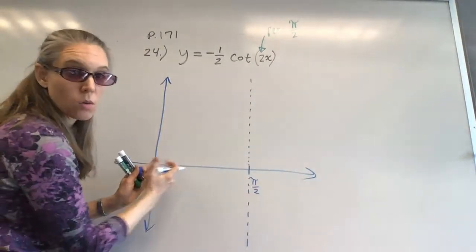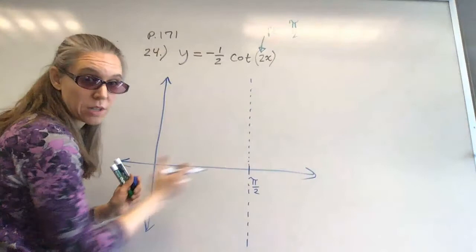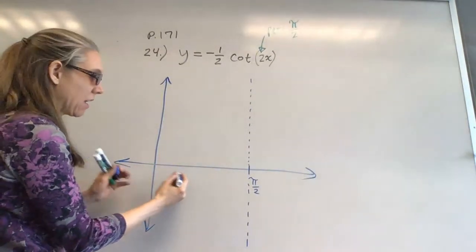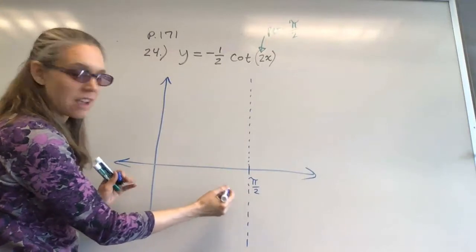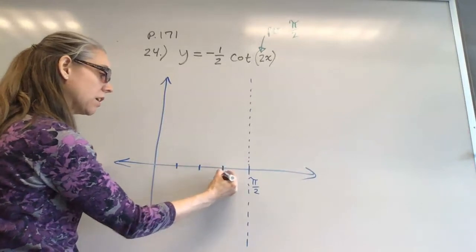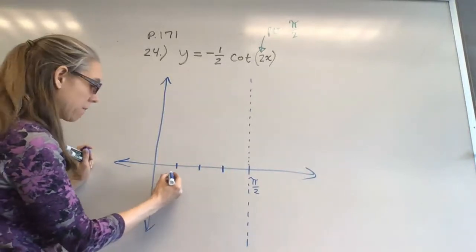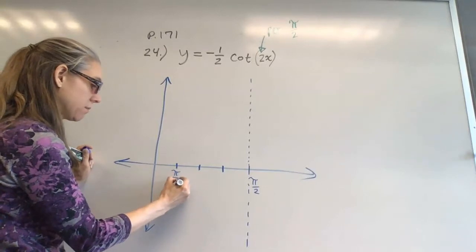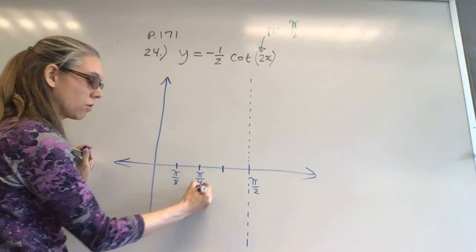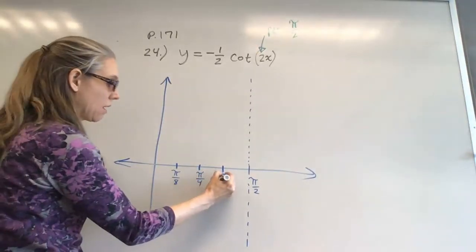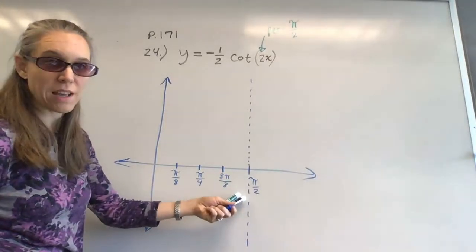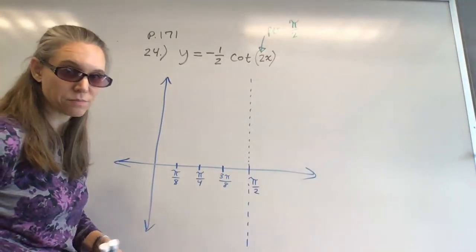And this will give me 1 period of cotangent. So of course now we need to add the quarter cycles, and a quarter of a half is an eighth. So that means that each of these quarter cycle marks will be 1/8 of pi. So we have pi eighths, 2 pi eighths, or pi fourths, and 3 pi eighths. And then, of course, 4 pi eighths is pi halves.